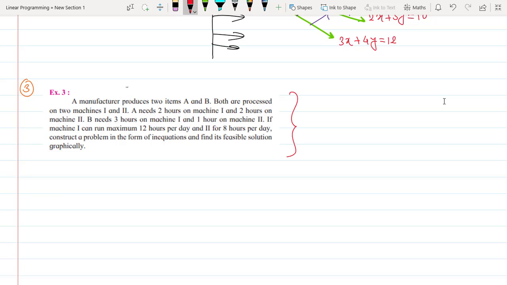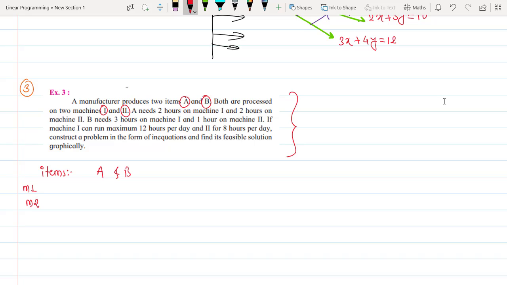A manufacturer produces two items, item A and B. Okay, so let's write down the items here. We have items A and B, and both are processed on two machines, machine 1 and machine 2. Is it okay? Great. Item A needs 2 hours on machine 1 and 2 hours on machine 2, and B needs 3 hours on machine 1 and 1 hour on machine 2.